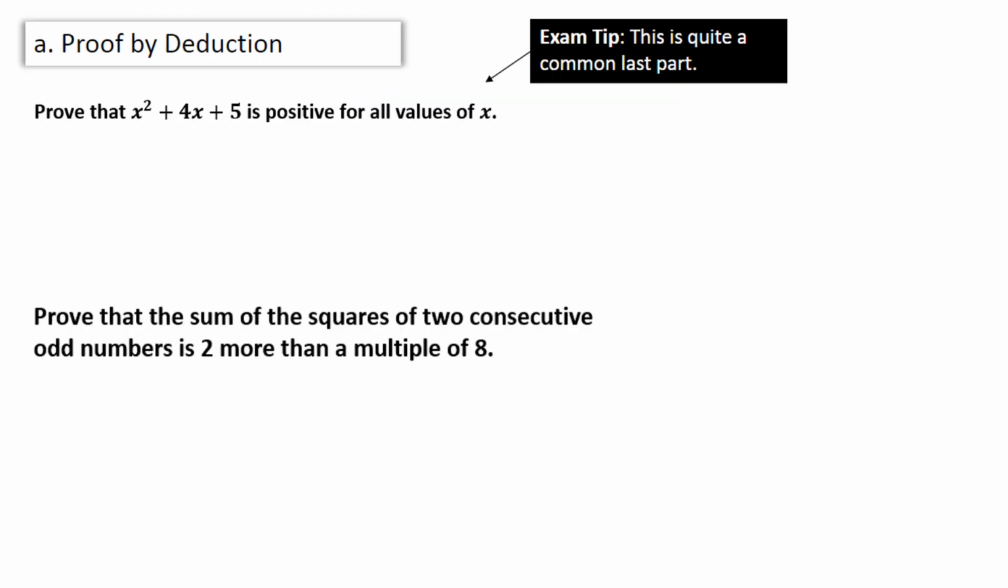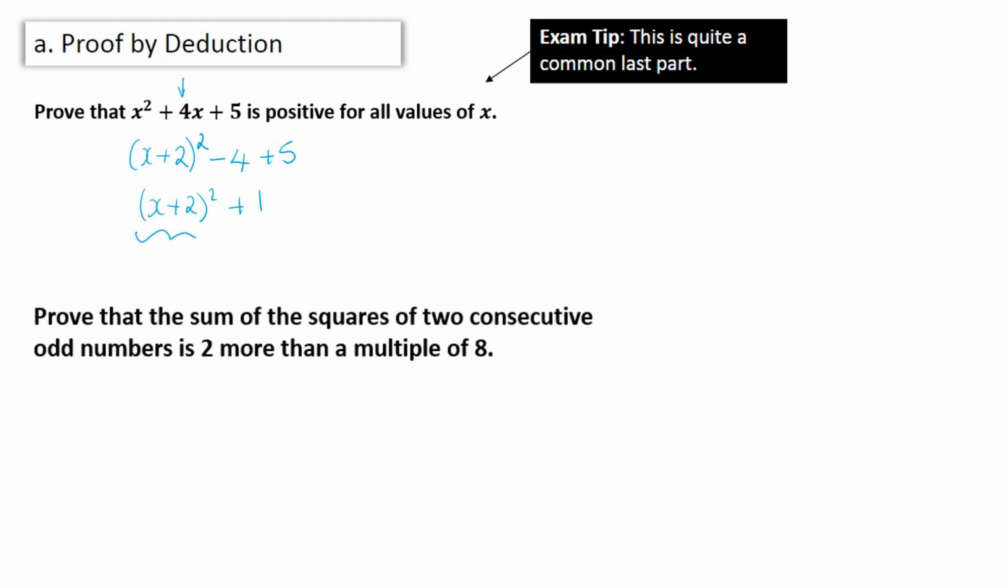Here's another proof by deduction question. We're being asked to prove that this quadratic is positive for all values of x. Now the trick when you're doing this is to complete the square. So writing that quadratic expression in completed square form, we'd have x plus half the b position, so that would be 2, all squared. That would give us x squared plus 4x, but it would give us plus 4. So we have to take the 4 off and bring down what we do want. So that would be (x plus 2) all squared and then plus 1.